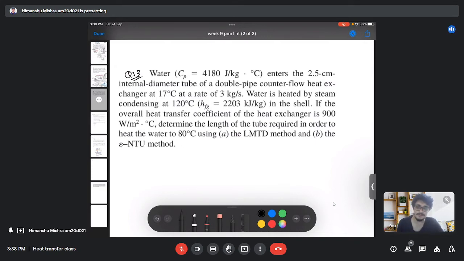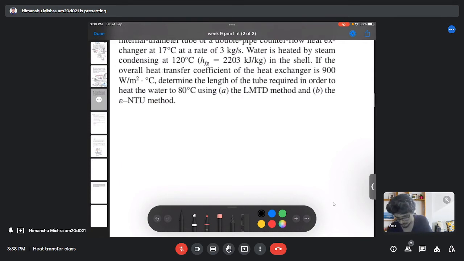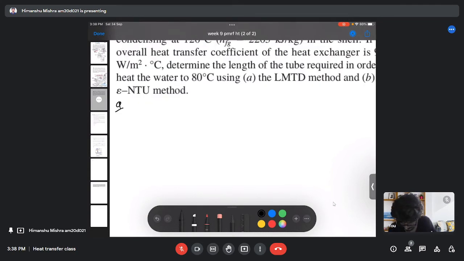So 80 degrees Celsius is the outlet temperature of the water, and we need to find the length of the tube using both the log mean temperature difference and the NTU method. First we will solve this problem by log mean temperature difference. Such problems we already solved last week, so this will be quite a recap problem.